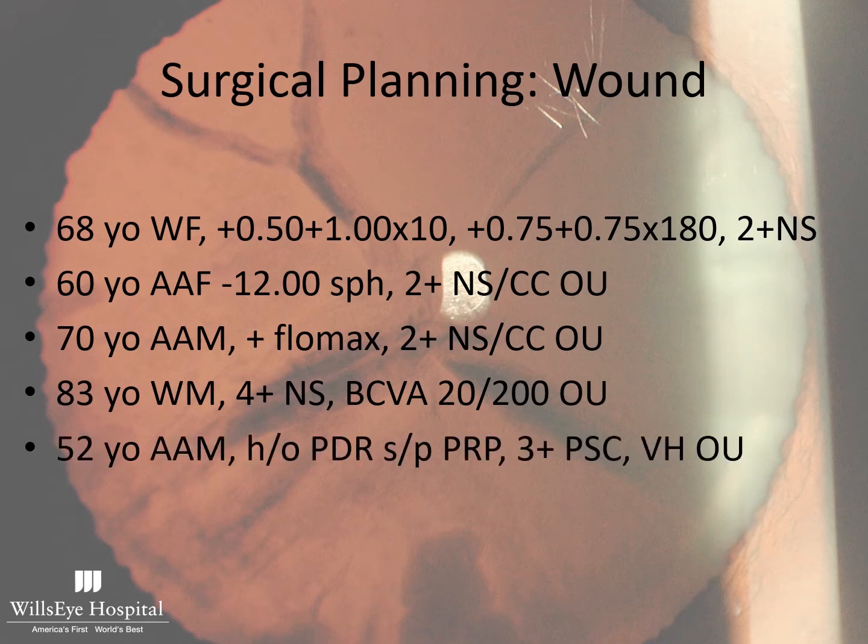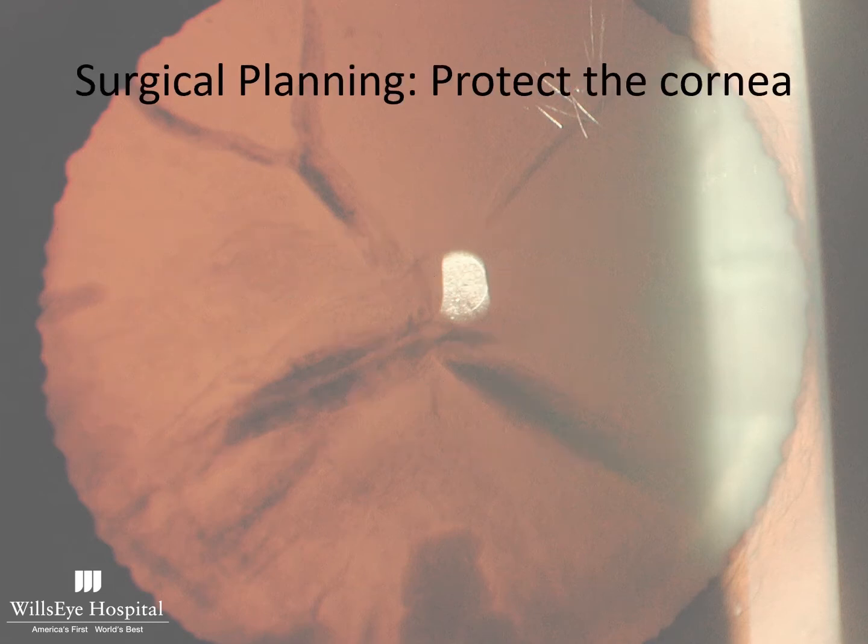And then this patient, a younger patient with PDR, had PRP, 3+ PSC, patient has vitreous hemorrhage. This would be a person that you would definitely want to put the suture in the wound. If retina is going to go in and do injections or more laser or surgery, having the wound sutured allows them to press on the eye as needed without burping fluid out of the anterior chamber.